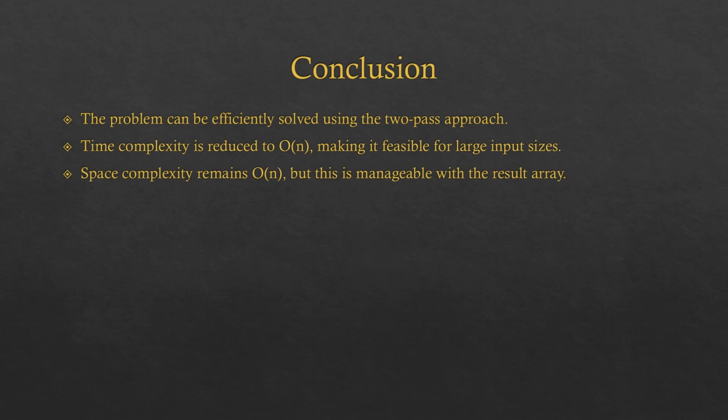In conclusion, the product array puzzle can be solved efficiently using a two-pass approach with a time complexity of big O of n. This solution works well even for large arrays, providing both time and space efficient solution. By handling edge cases like zeros and negative numbers, the algorithm is robust and reliable.